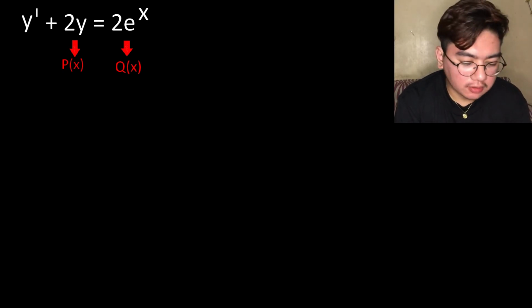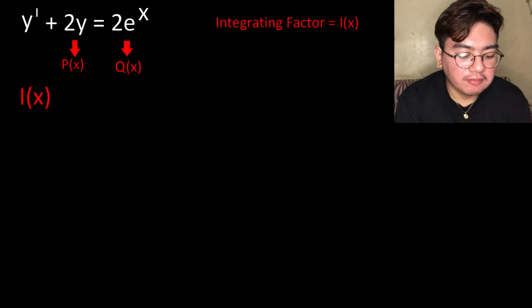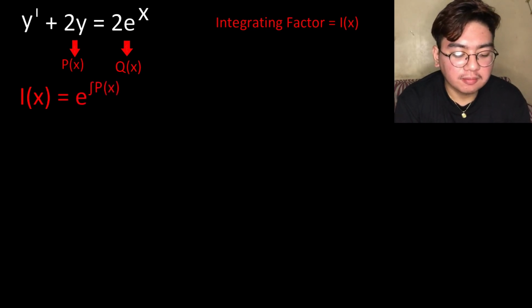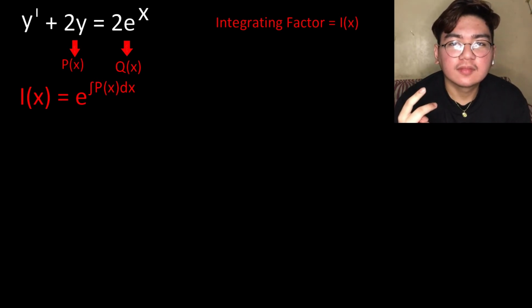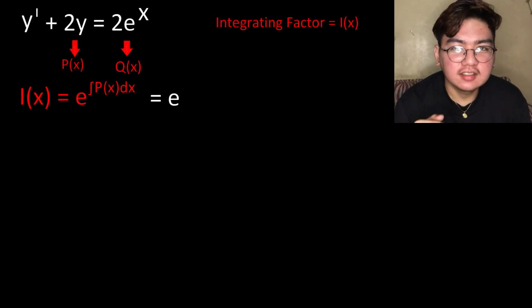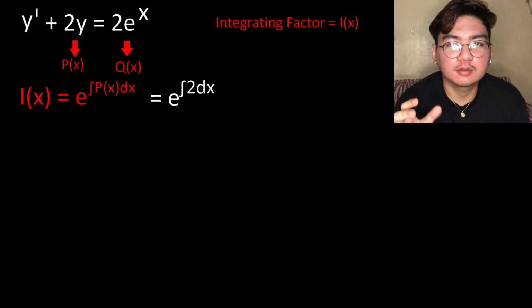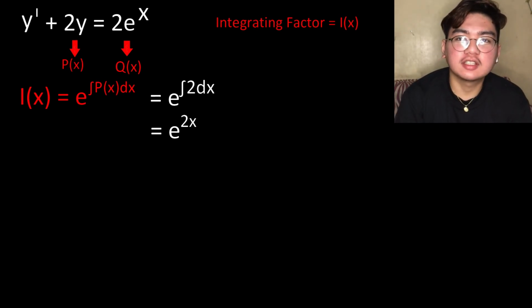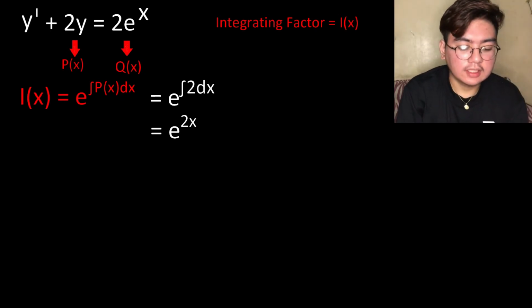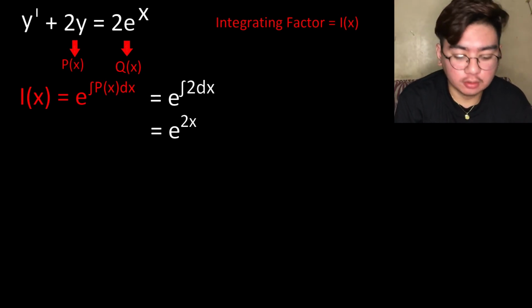Ang integrating factor ay I of x equals e to the integral of p of x dx. Ang p of x ay 2, kaya magiging e to the integral of 2 dx. Ang antiderivative ng 2 dx ay 2x, kaya magiging e to the 2x. Yun yung integrating factor. Kaya pwede nating isulat yung general solution.